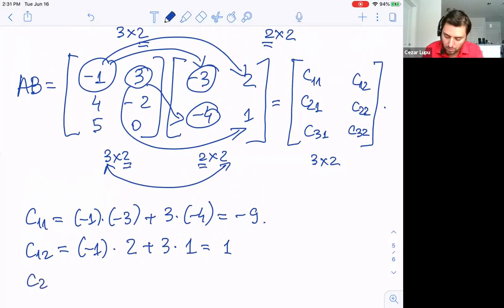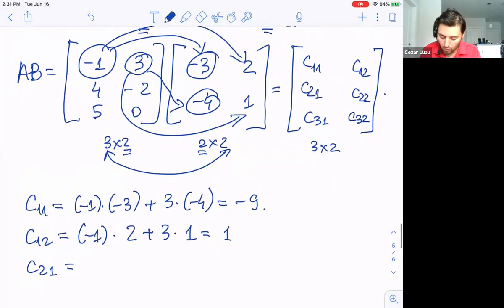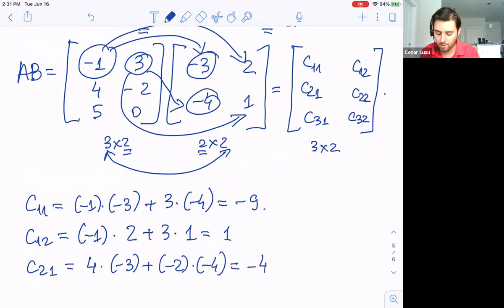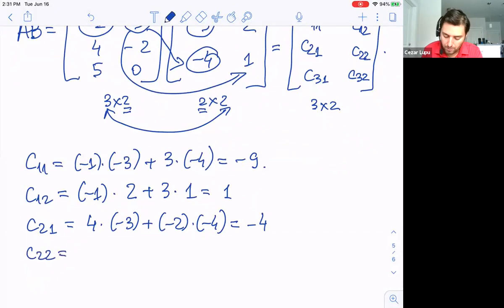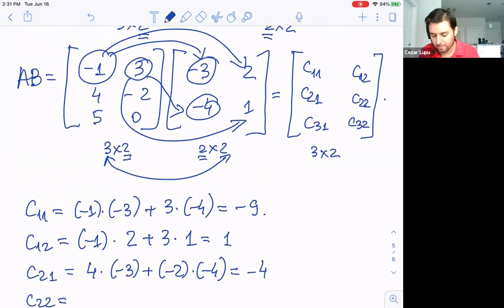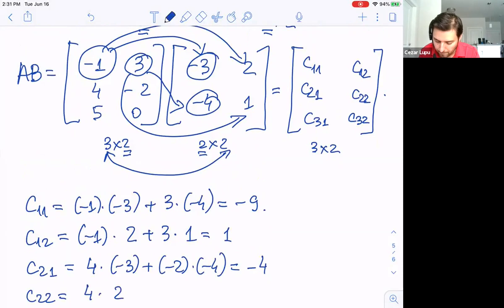C21. C21 says multiply elements from the second row of the first matrix with the first column from the second matrix. So we'll have 4 times -3 plus -2 times -4, which will give us -4. Again, C22: I'm taking the second row and multiplying with the second column. So it will be 4 times 2 plus -2 times 1, which will give us 6.